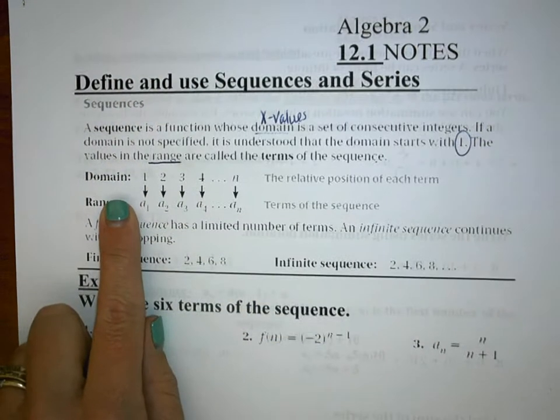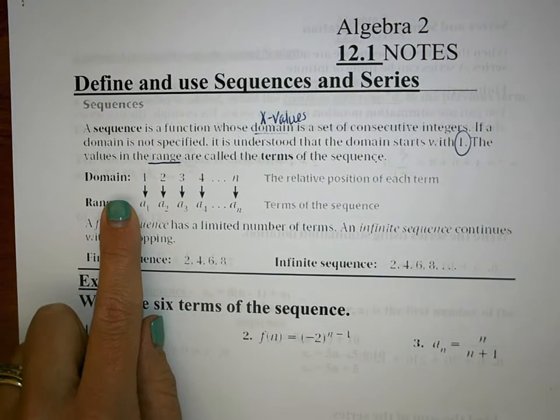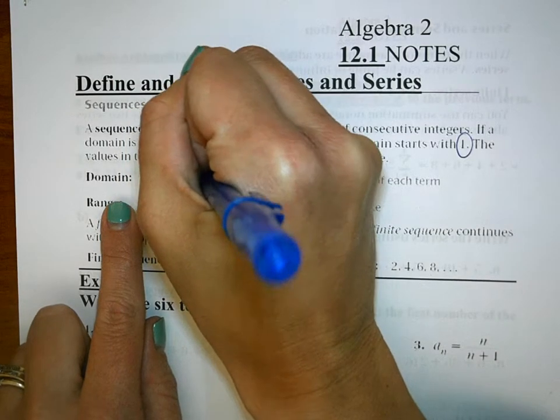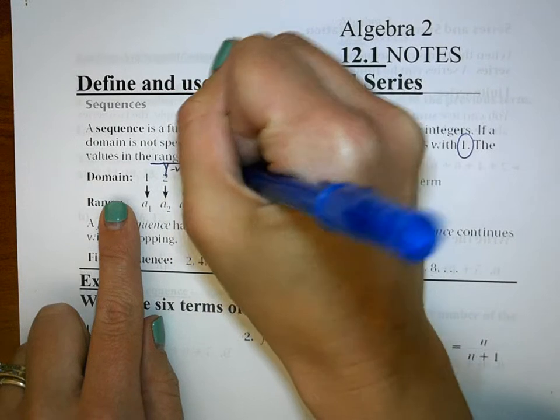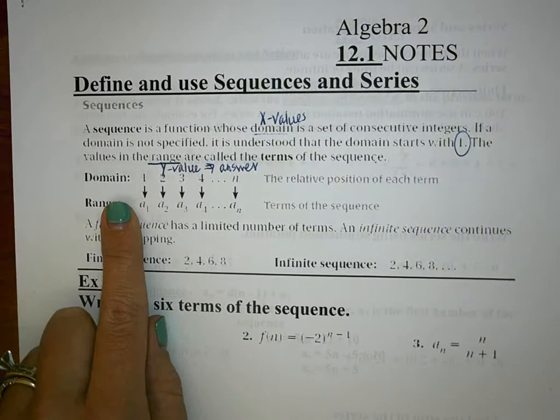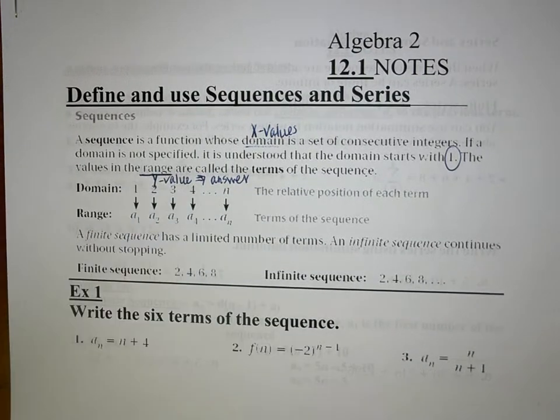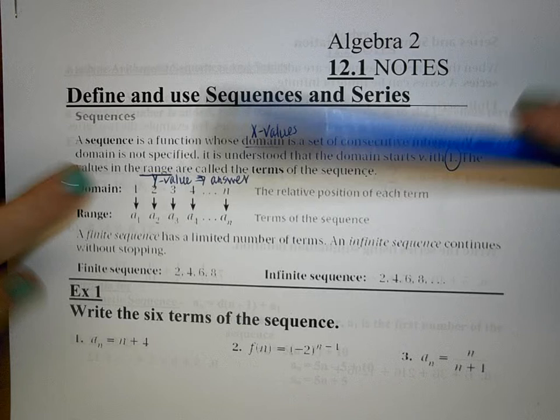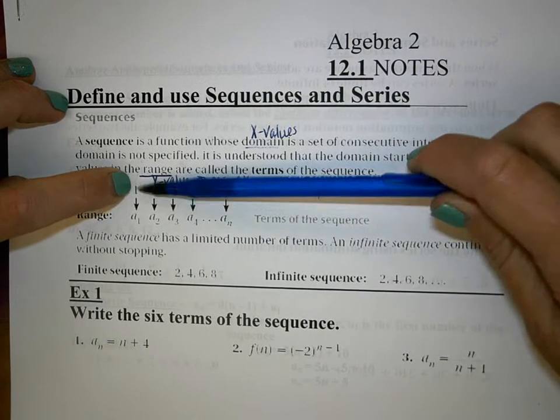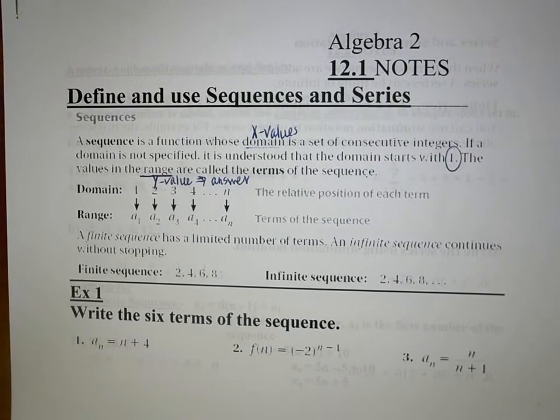What does range represent? It's your Y value or like the answer. So your domain is what you plug in, like your term number that you're plugging in. And then the range value is the answer that you end up getting out. Okay? So domain is X, range is Y. So for instance, what they're saying is that this is your first term, or you're going to plug it in and get an answer. Okay?